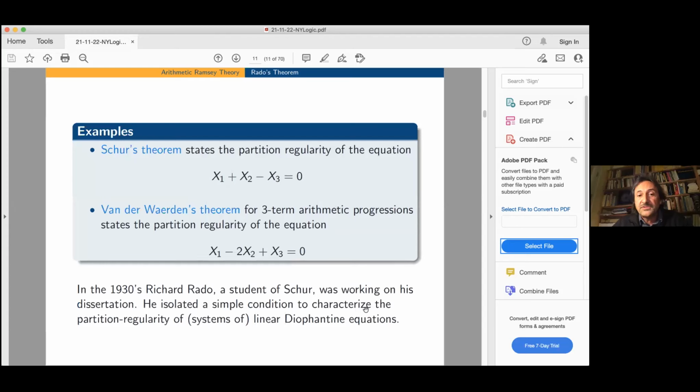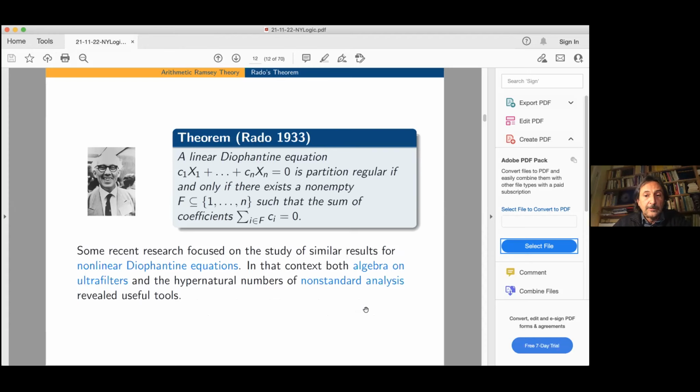And you see that this is indeed the case for the equation for Schur's theorem and for 3-term arithmetic progressions. But not all equations are, of course, partition regular. Now, let me mention that recently there was a study of the nonlinear case. And in that case, things get much, much more complicated.